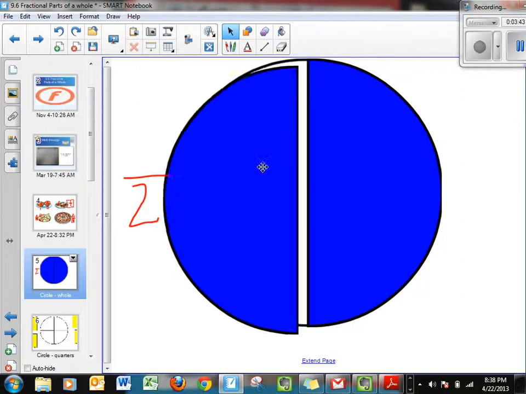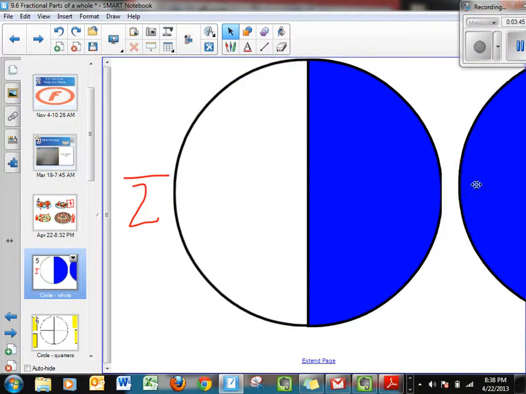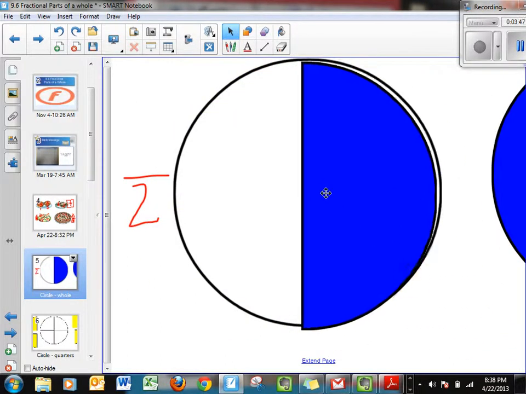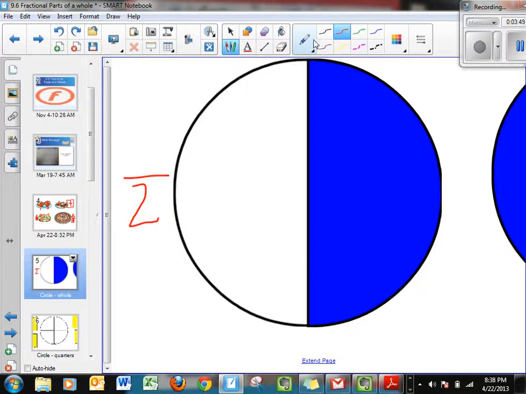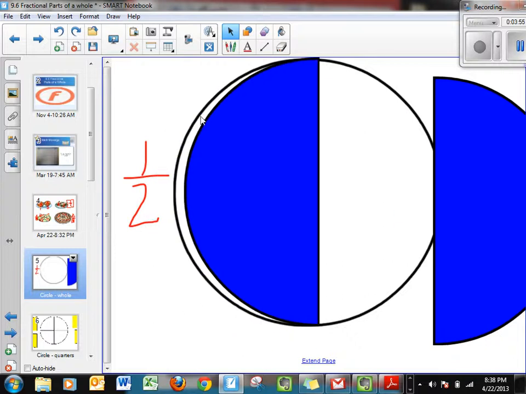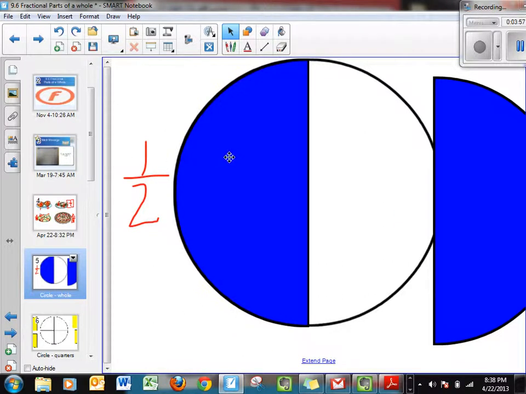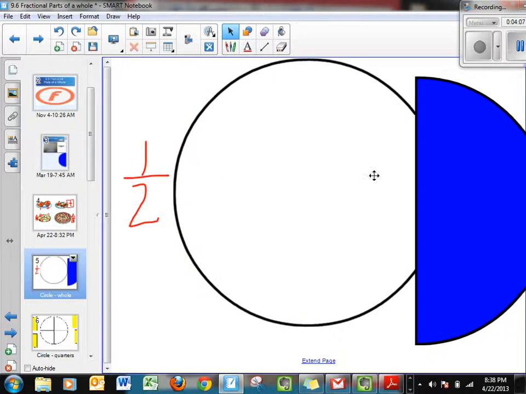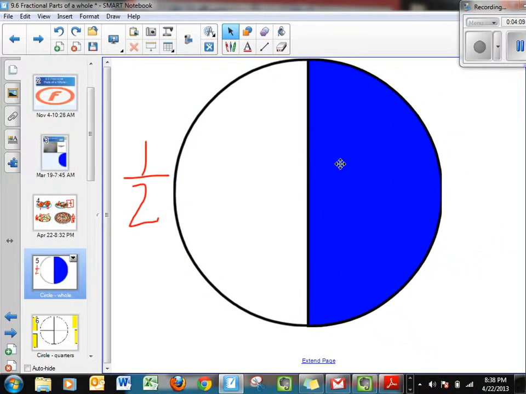And if I only want to take one piece, so I've got one piece here, this piece would be worth 1 out of 2. And if I got rid of this piece and I brought this other piece back in, this piece would be 1 out of 2 as well. So again, that bottom number tells us how many pieces, the top number tells us what each piece is worth. This piece is worth 1 out of 2. If we got rid of it, this piece is worth 1 out of 2.